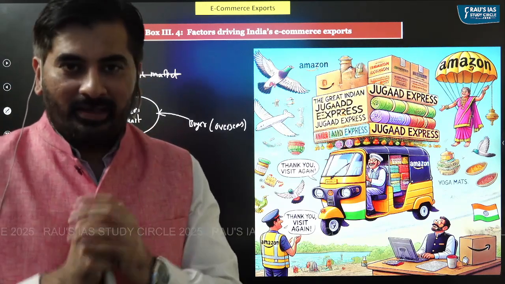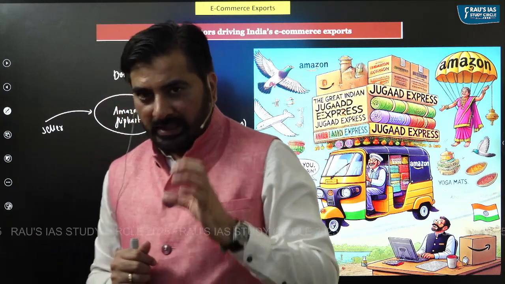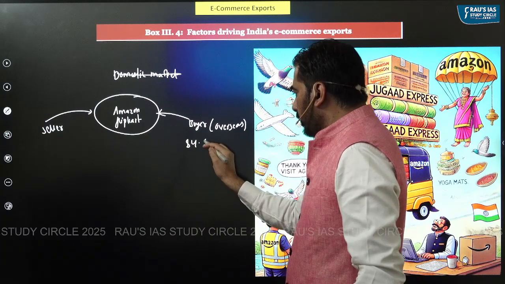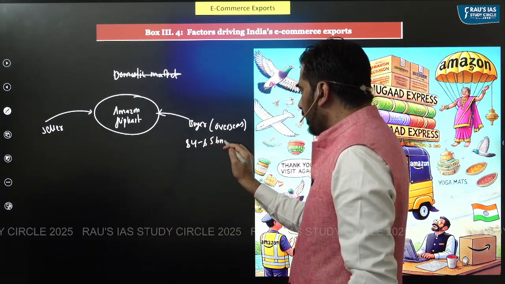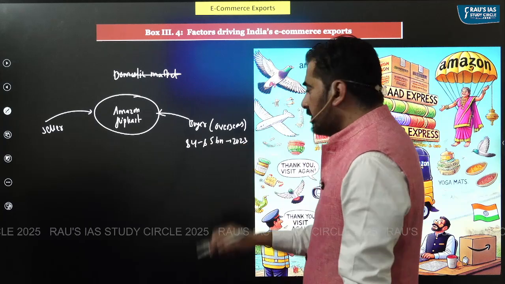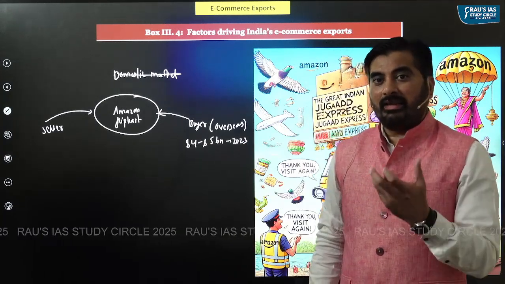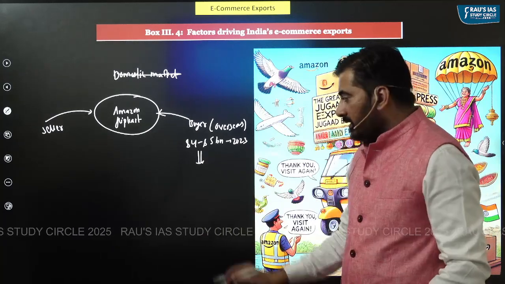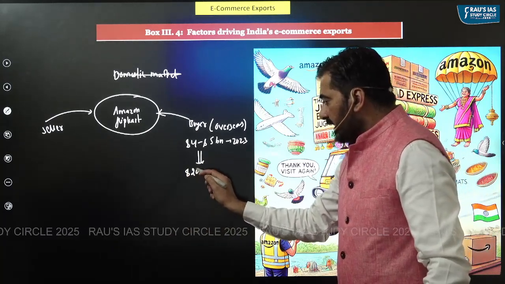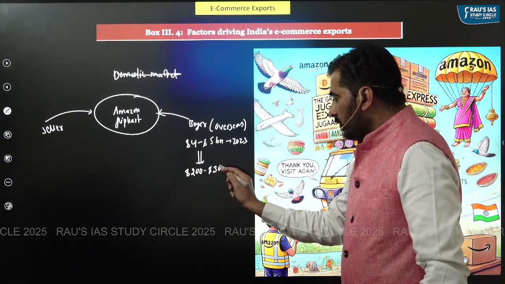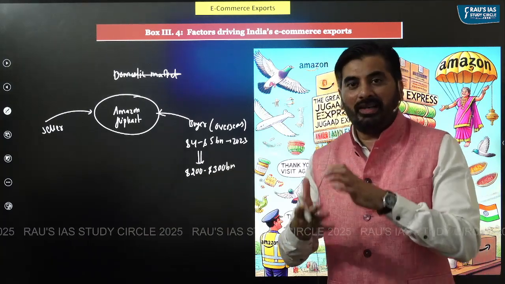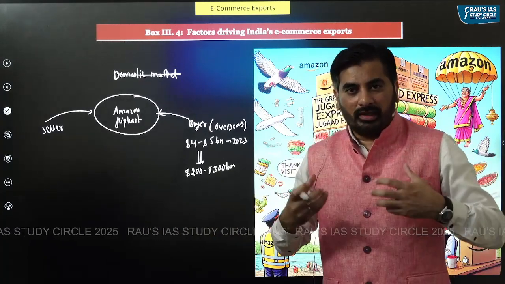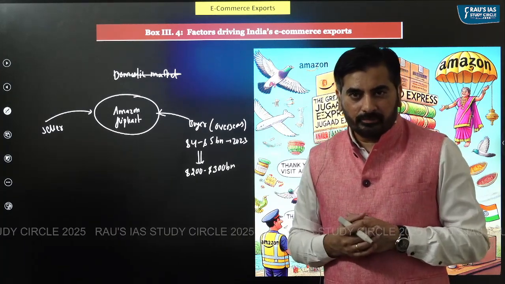Presently, if you see the overall e-commerce exports from India, it is around 4 to 5 billion dollars in the year 2023. But it is expected that by 2030, that is in another 7 years, the total e-commerce exports will increase to 200 to 300 billion dollars. So we are going to see a very rapid growth in e-commerce exports.